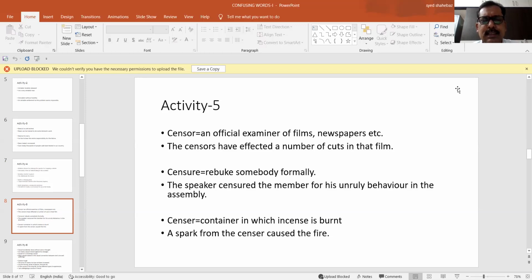Next word is censer. Censer means a container in which incense is burned. The spark from the censer caused the fire.